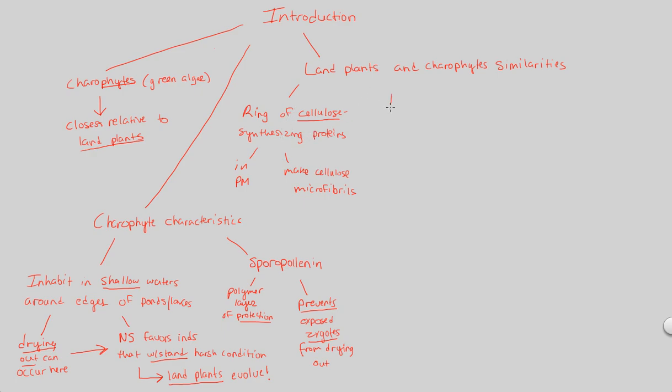Okay, in addition, they both have similar flagellated sperm cells. And so the idea behind the flagellated is that this is for motility, right? Don't forget that. So both land plants and charophytes possess that.